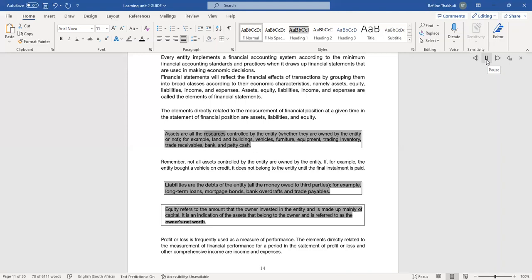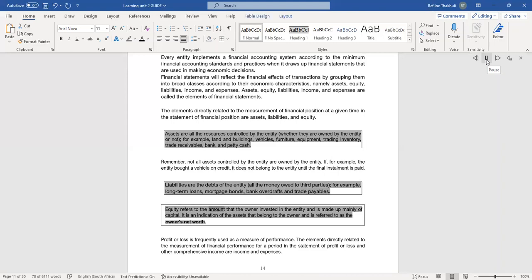Assets are all the resources controlled by the entity, whether they are owned by the entity or not, for example, land and buildings, vehicles, furniture, equipment, trading inventory, trade receivables, bank, and petty cash. Remember, not all assets controlled by the entity are owned by the entity. If, for example, the entity bought a vehicle on credit, it does not belong to the entity until the final installment is paid. Liabilities are the debts of the entity, all the money owed to third parties, for example, long-term loans, mortgage bonds, bank overdrafts, and trade payables.